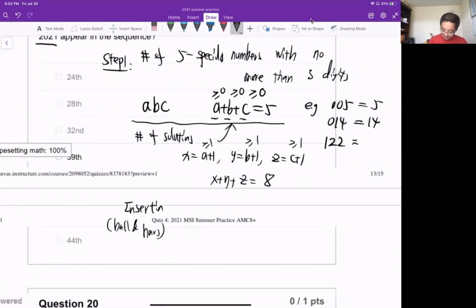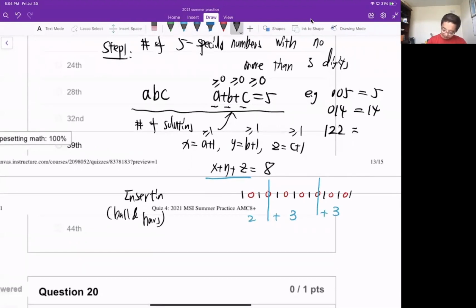Now the point is, if I put the 1s, 1, 1, 1, 1, 1, 1, 1, 1 for the 8, then I have the bars at positions 1, 2, 3, 4, 5, 6, 7. Now, all you need to find is the number of positive integer solutions. I just choose 2 bars and put them in here. So for example, this will be 2, this will be 3, and this will be 3. 2 plus 3 plus 3 is one solution.